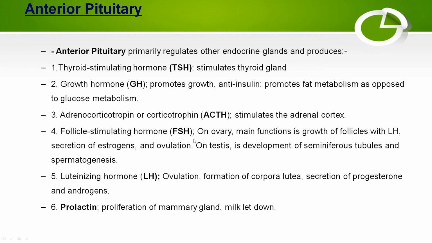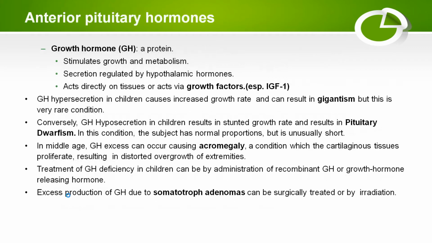Follicle-stimulating hormone, FSH, in the ovary, its main function is growth of follicles with LH, secretion of estrogen, and ovulation. There is also luteinizing hormone (LH): ovulation, formation of corpora lutea, secretion of progesterone and androgens. And lastly, prolactin, whose main function is proliferation of mammary glands, which facilitates milk laydown.